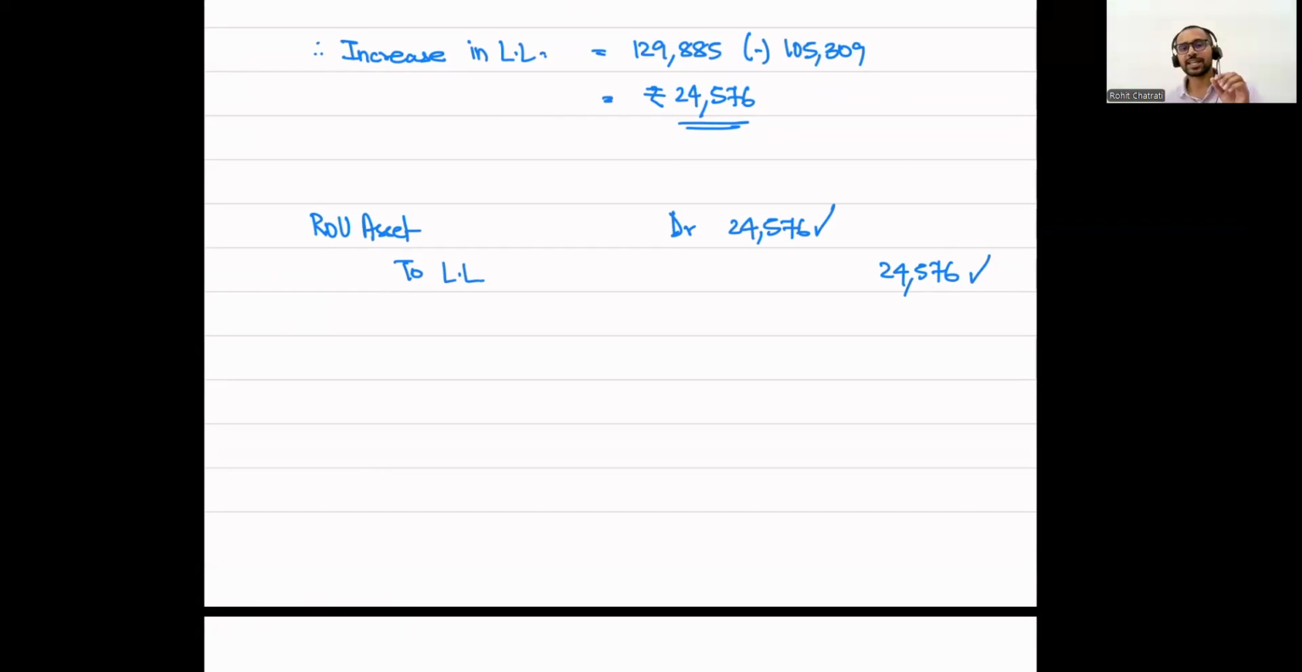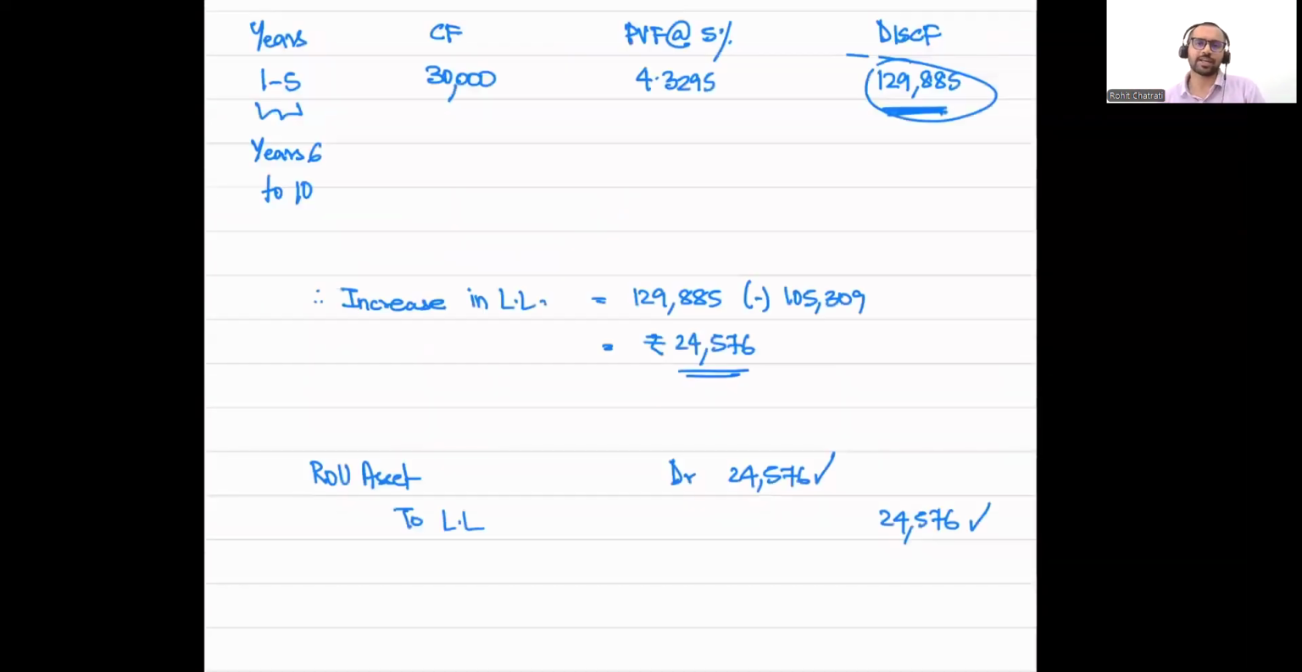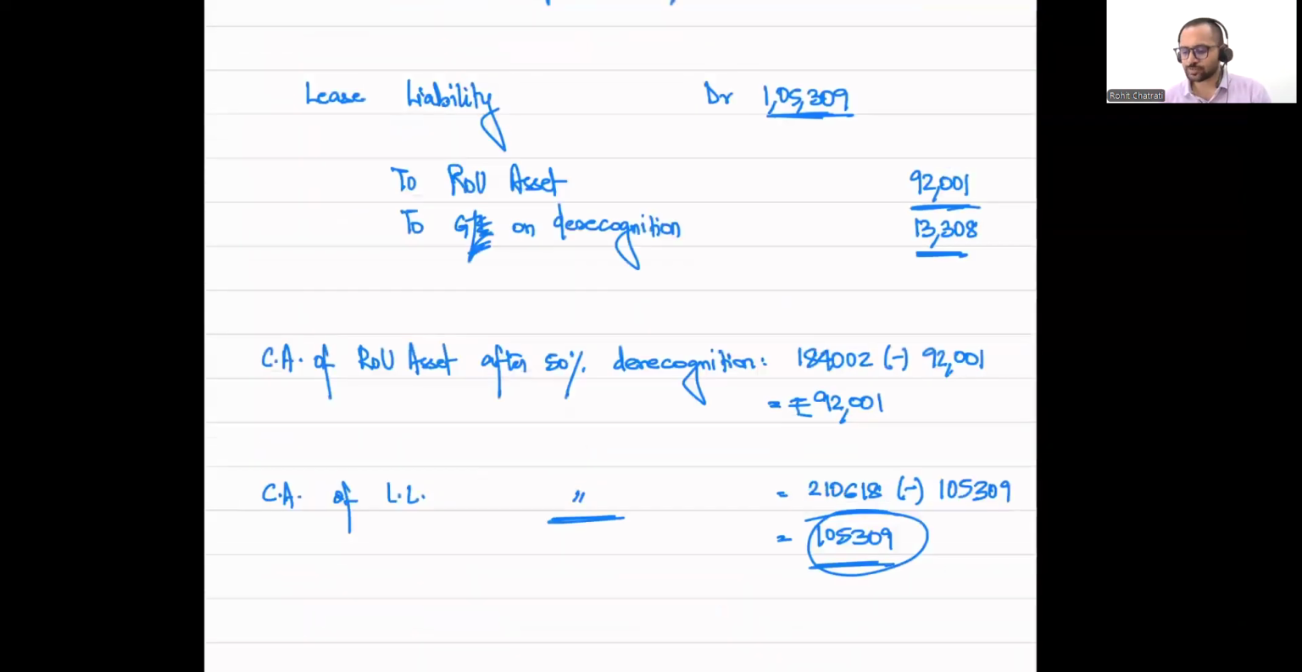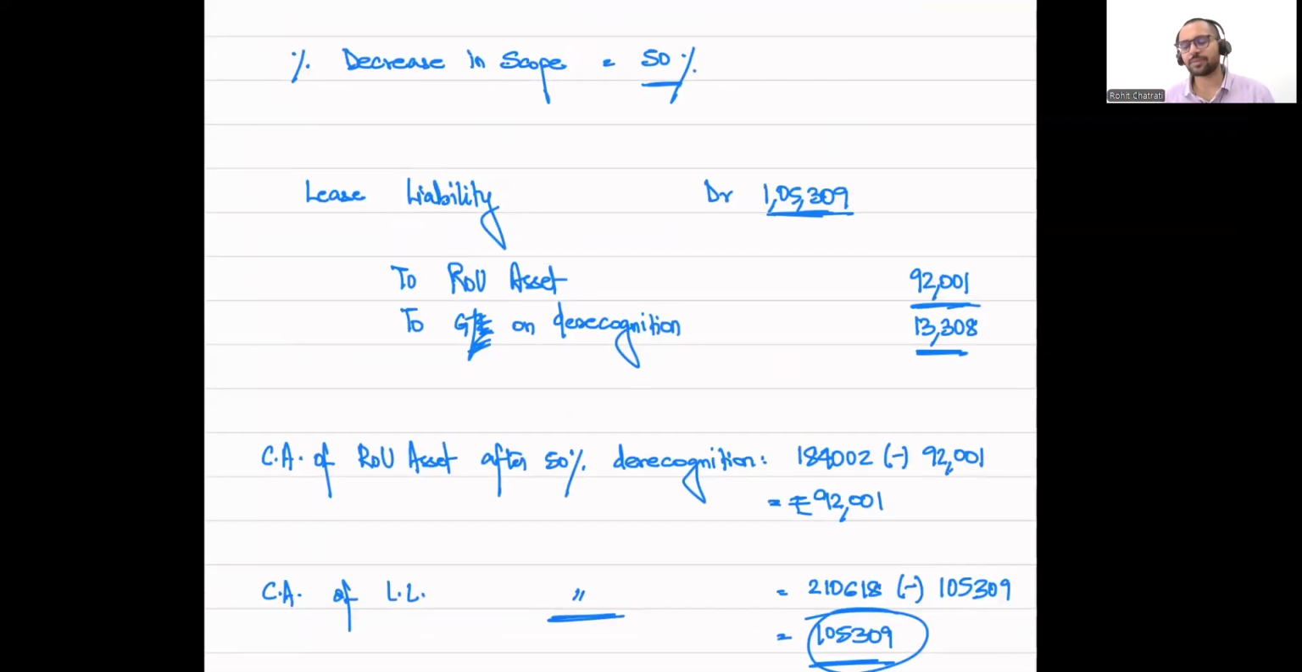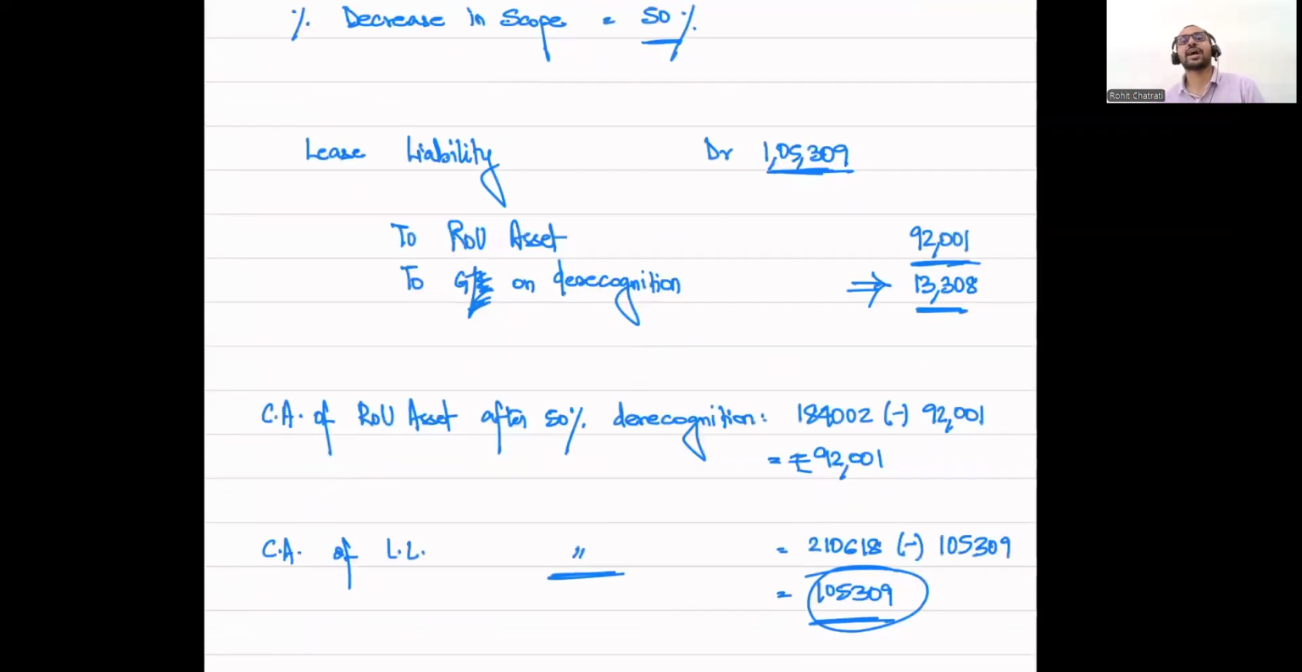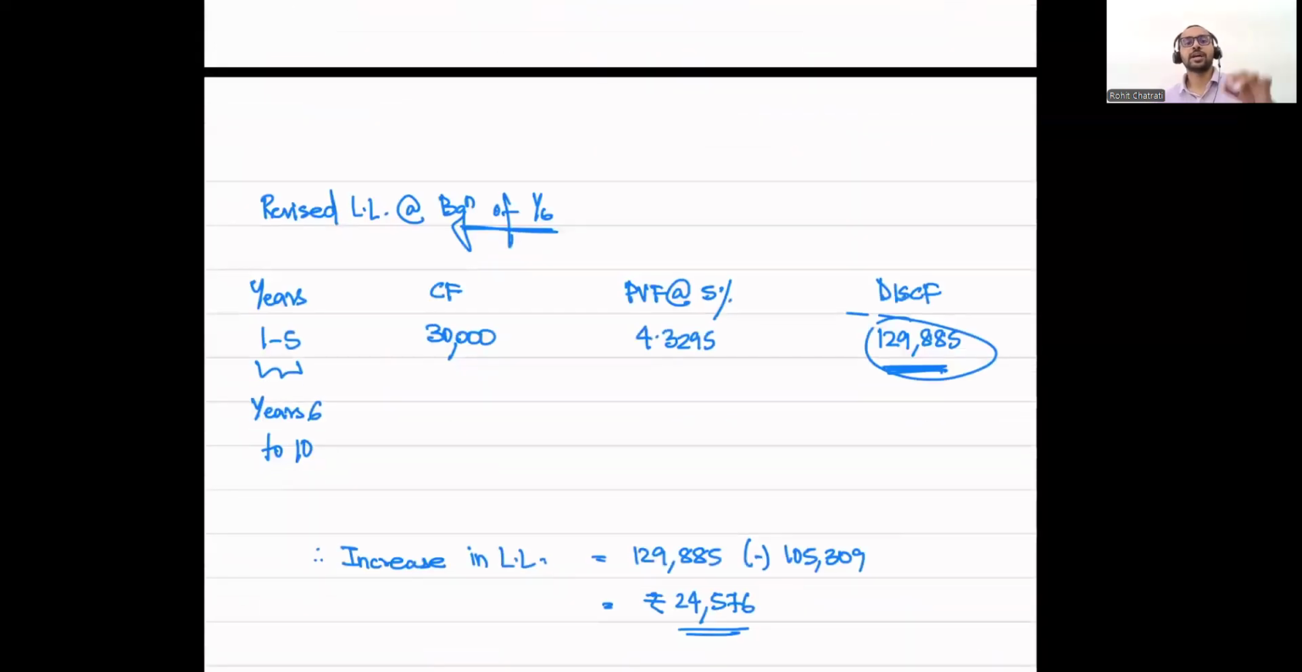So in case of a decrease in the scope of lease, we are breaking it down into two parts. Part one is where we are derecognizing the existing ROU asset and existing lease liability. Because the scope has reduced by 50%, I reduce my lease liability and ROU asset by 50% of their corresponding carrying amounts, and then I recognize a gain or loss on derecognition. After that, I calculate my revised lease liability, compare it with the liability that exists in the books after derecognition, and any change will be recognized.